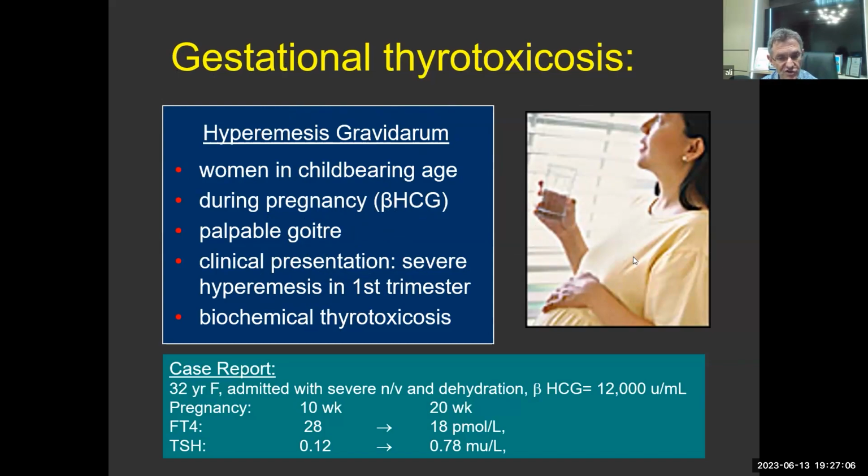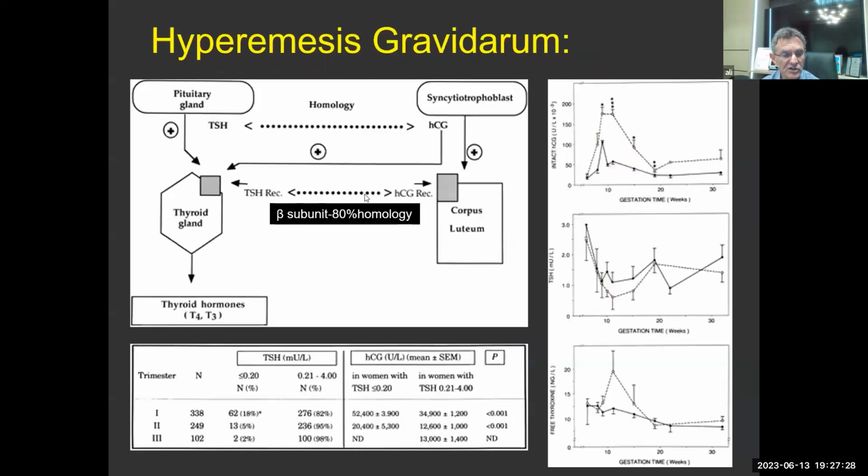They present in their first trimester commonly with a lot of vomiting, and they have biochemical thyrotoxicosis. So here you see a lady who's 32 years of age presenting with nausea and vomiting. She's got a very high beta-HCG, and you see that at 10 weeks of pregnancy, she has a high T4 and a suppressed TSH, and towards the second and third trimester, that normalizes. So this just shows you what actually is happening.